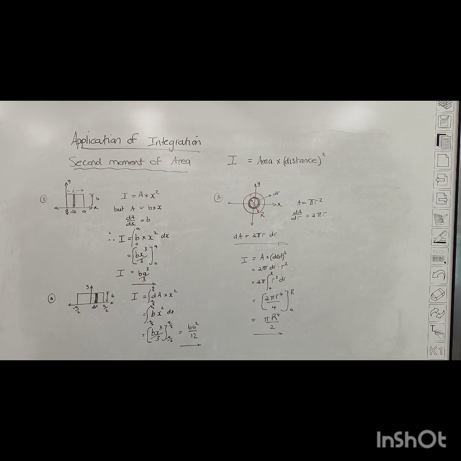And that is the basic structure for second moment of area, where you have to go and calculate it, and it can be any of these 3 forms given to you.